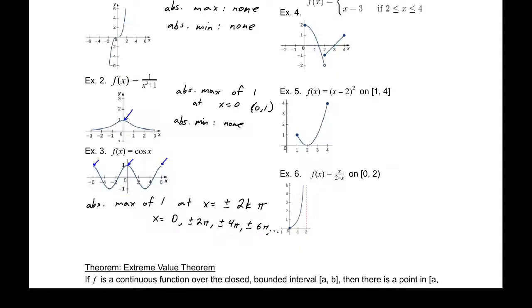Now our minimum values are these alternating ones, the values at the odd multiples of pi. So the absolute minimum of -1 occurs at x equals plus or minus pi, plus or minus 3 pi, plus or minus 5 pi, etc. So at the odd multiples of pi.